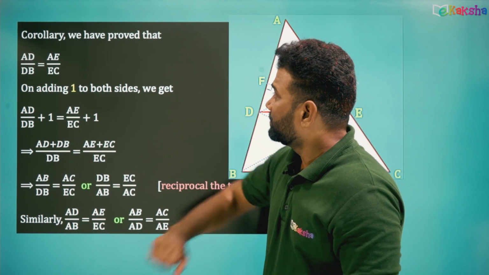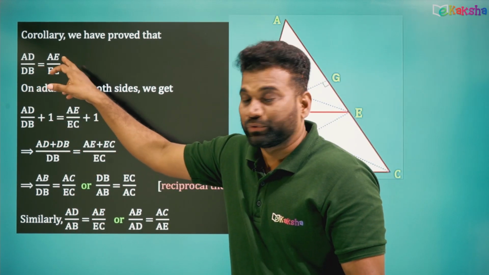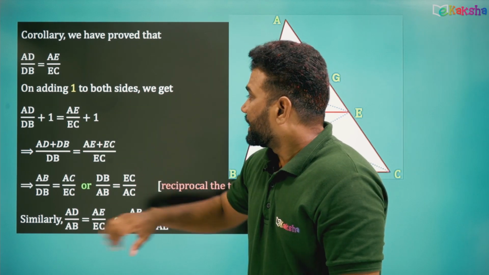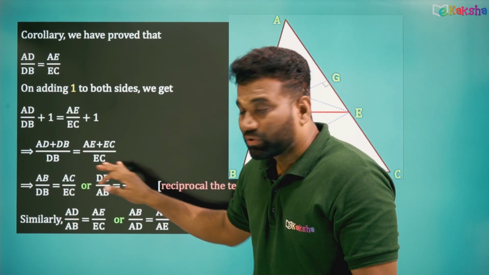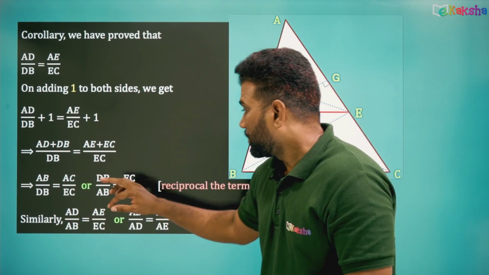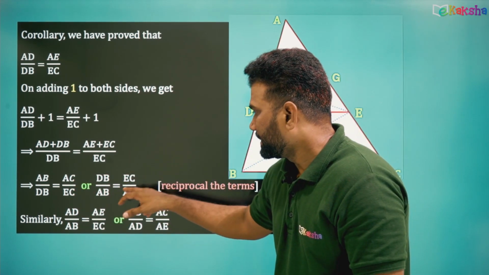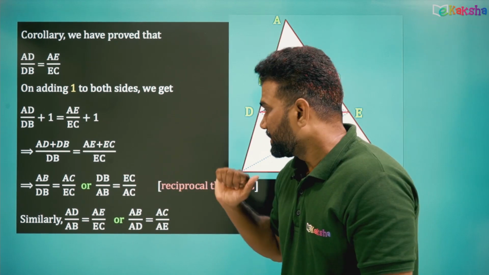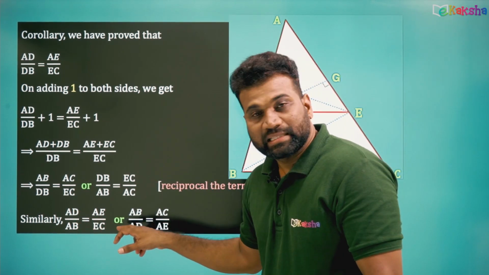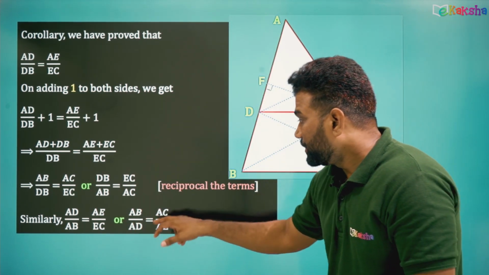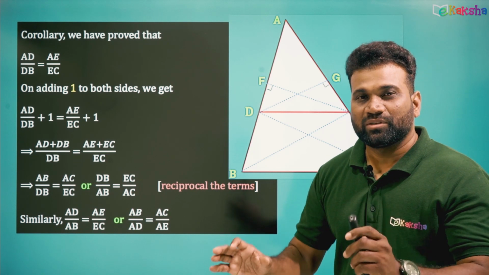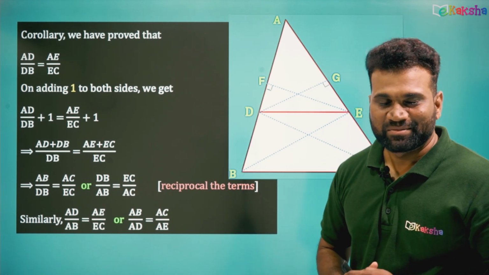Here is the corollary. What is that? Whatever we proved, we added 1 to both sides, and further we simplified and got some more results. What are they? AB over DB is equal to AC over EC. On reciprocalizing, DB over AB equal to EC over AC. Similarly, we have also got AD over AB is equal to AE over AC. On reciprocalizing, AB over AD equal to AC over AE. This is about the basic proportionality theorem and its proof.